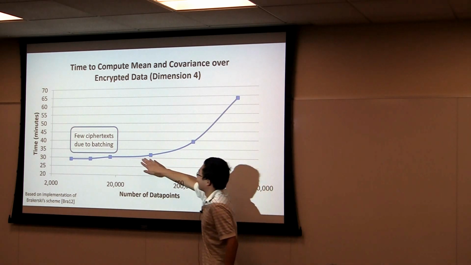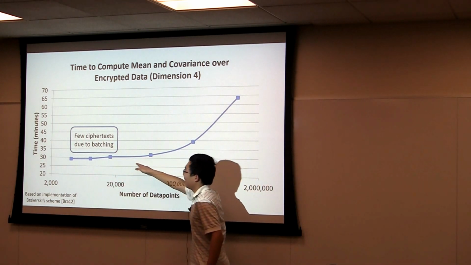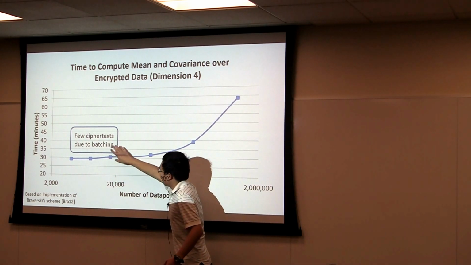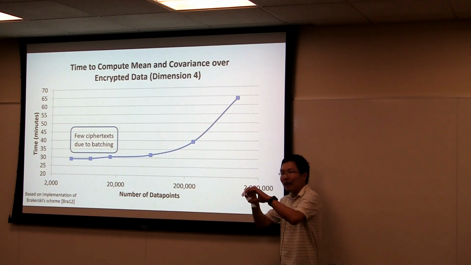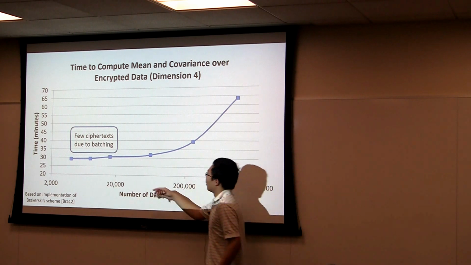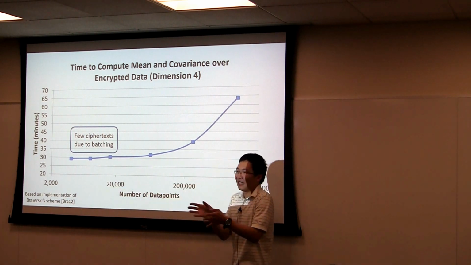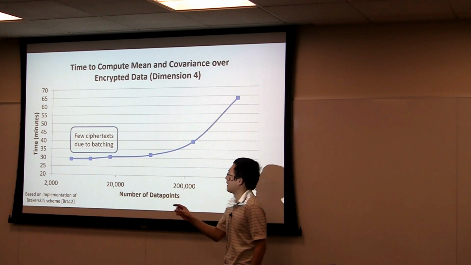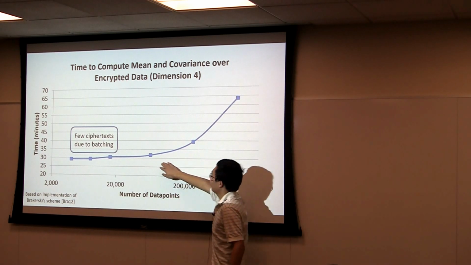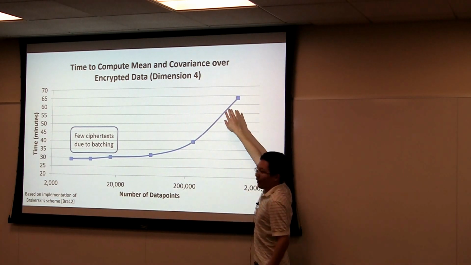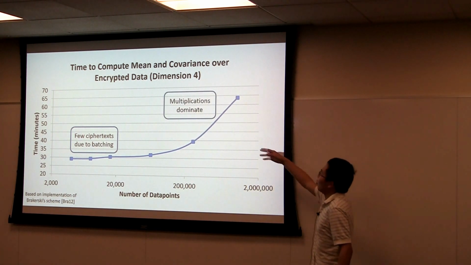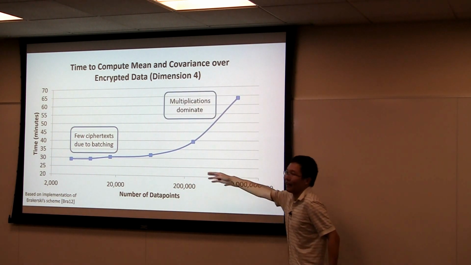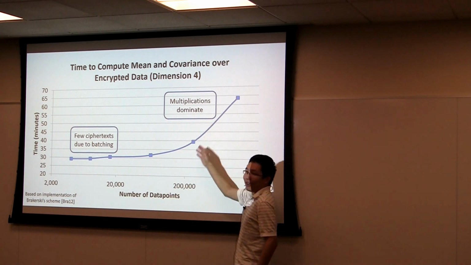OK, so I guess I didn't get to cover batching. But the reason that this is flat is because of a trick that we can use with homomorphic encryption systems that allows us to encrypt blocks of data at once. So when we have a small number of data points, we only have very few ciphertexts, and so that's why the line is mostly flat. And the runtime really dramatically increases as we increase the size of the data, because we now have to do more multiplications. So this is why this is the characteristic plot.